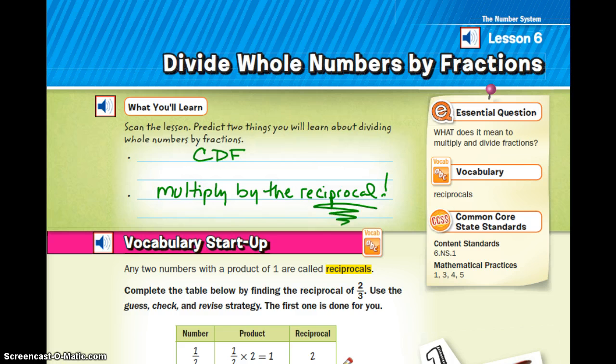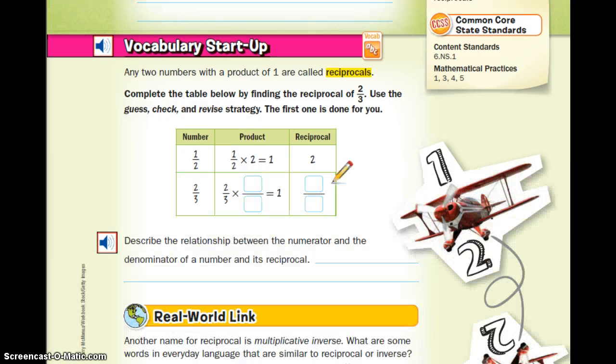So let's look at the vocabulary. We know that any two numbers with a product of 1 are called reciprocals. So what we're doing is basically flipping the number. When we have a whole number, so in this case we have 1/2, the reciprocal is flipping it. Always think of whole numbers over 1. The 2 over 2 cancel out, 1 over 1, which makes 1. So the reciprocal of 1/2 is 2.